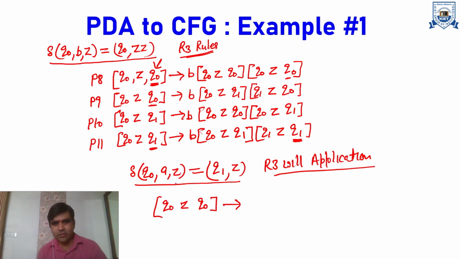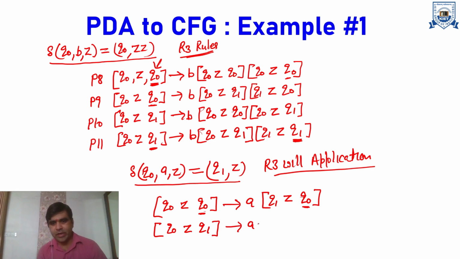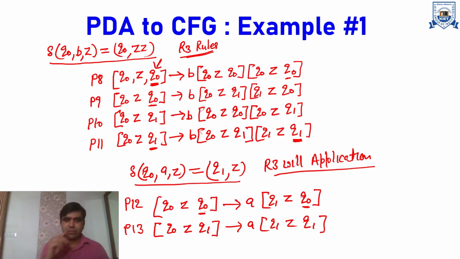First Q naught derives, this a will come to the right side, a, then this Q1 is fixed. There is only one symbol which is Z, and this Q naught and this Q naught must be same. Then Q naught, then we have Z, we'll take another value which is Q1, we have a to the right, we have Q1 Z, and now we have Q1. So these two production rules, let me again give a number to them. This is P12 and this is P13. Okay, production rule number 12 and 13, right?